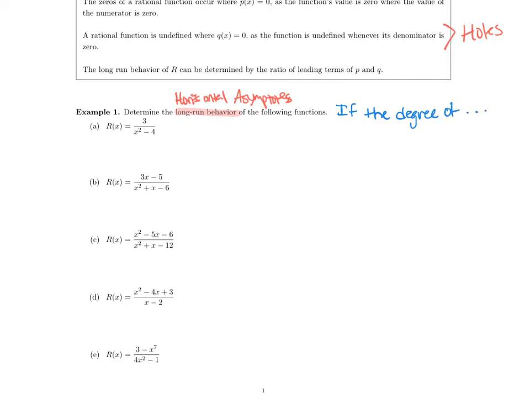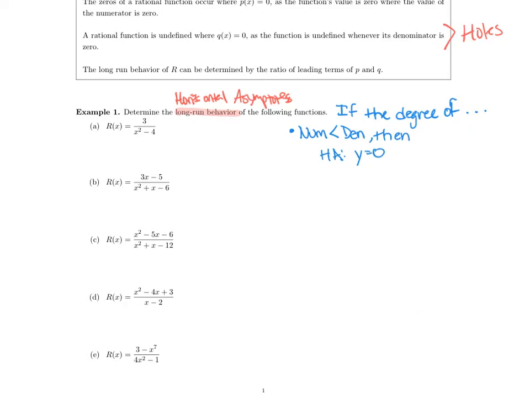So that's going to be the beginning of each of these bullet points. First situation: what if the degree of the numerator is less than the degree of the denominator? Remember, this isn't the numerator being smaller, it's the degree of the numerator being less than the degree of the denominator. Well then, your horizontal asymptote is y is equal to 0, simple as that.